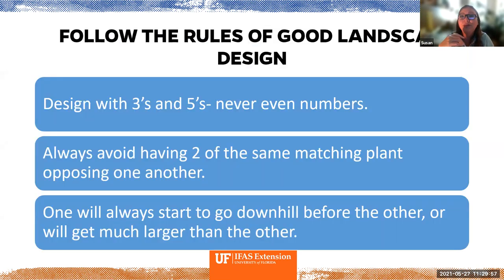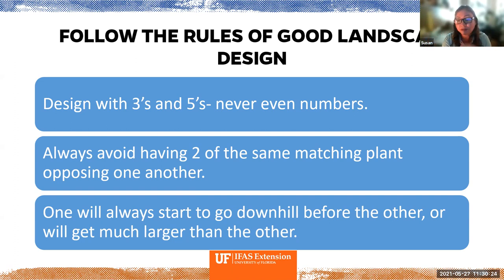Follow the rules of good landscape design. Design with odd numbers. So ones and threes and fives are good. It visually looks better to have those odd numbers rather than even numbers. And I always try to avoid having two of the same matching plant opposing one another, because one will invariably go downhill while the other one is thriving. They'll never be matchy-matchy anyway.